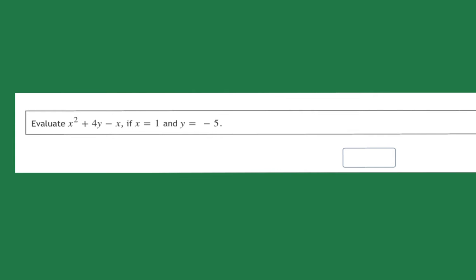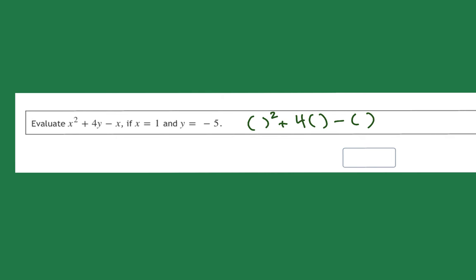In this video, we're going to evaluate this equation when we know what the value of x and y is. So first, we're going to write a set of parentheses every time that we have a variable. And a variable is where a letter is, an x or a y. And the reason why they're called variables is because it varies. They could be any number.